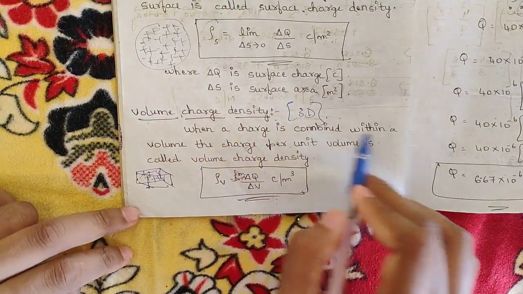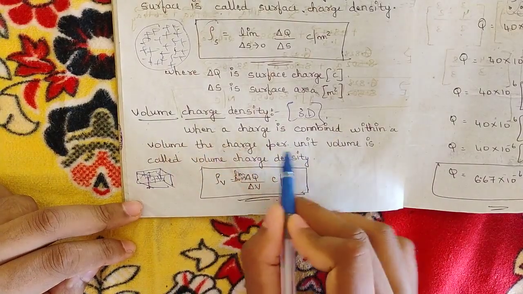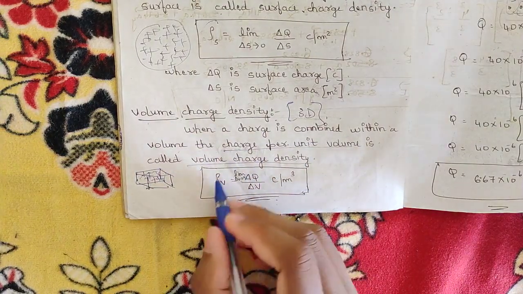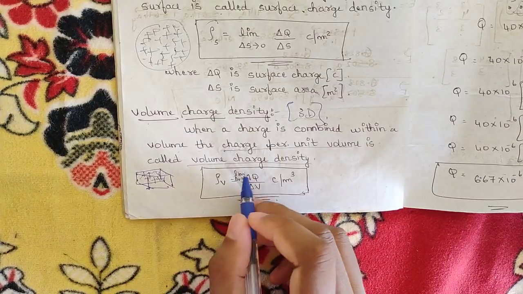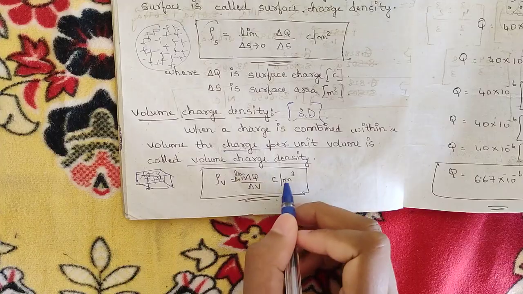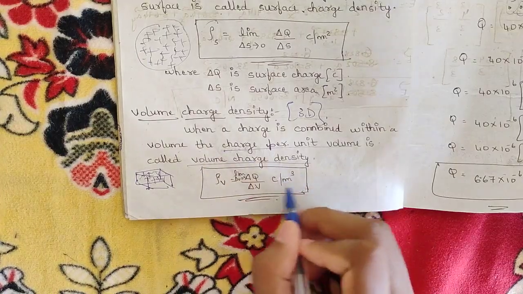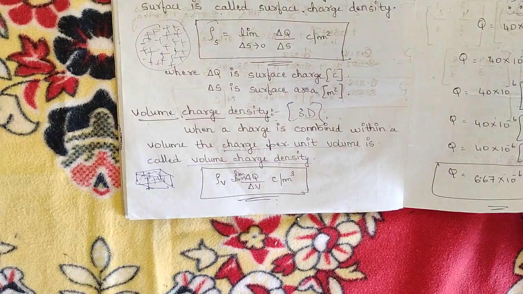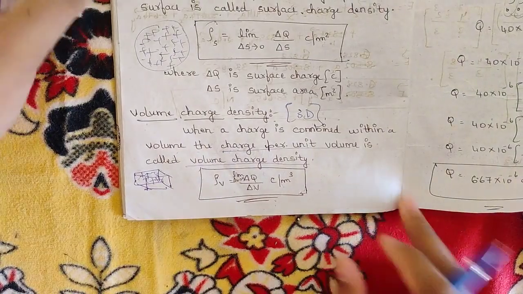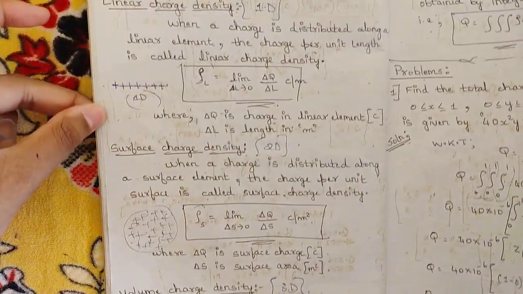When a charge is contained within a volume, the charge per unit volume is called volume charge density. It is given by rho V equals the limit as delta V tends to 0 of delta Q by delta V, and the unit is coulombs per meter cube. Meter cube is for volume. So these are the definitions of linear charge, surface charge and volume charge densities. Along with the formulas I've given, you can note them down if you want.